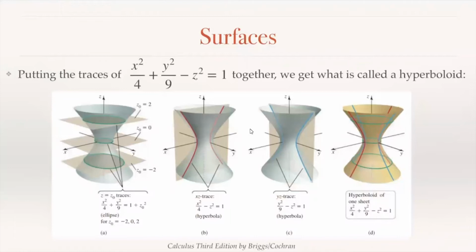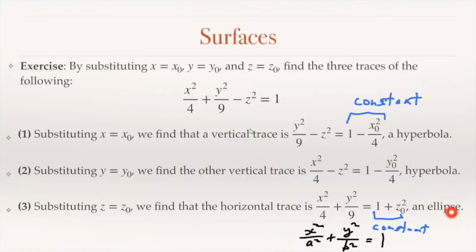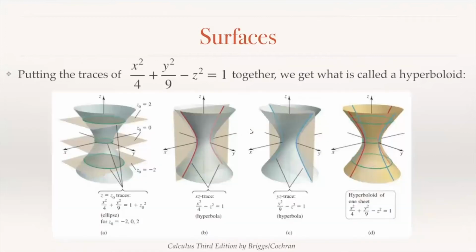So, well, this is the shape. XZ traces, as we found, are hyperbolas. Same with the YZ traces, while all of the XY traces, that is setting Z to be a constant, those were all ellipses, as we found. So hyperbola, hyperbola, and ellipses, and this is the shape. This is called a hyperboloid of one sheet.